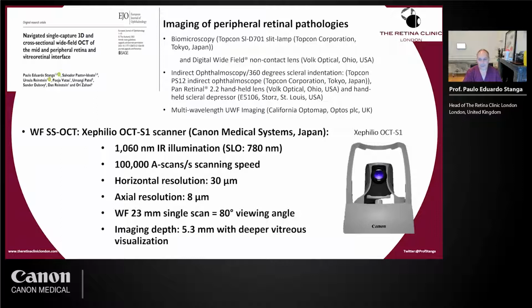So we have to remember that with the Zephyrus S1, we're using infrared light, 1060 nanometer infrared illumination, 100,000 A-scans per second, a horizontal resolution of 30 microns, an axial one of 8 microns, 80 degree viewing angle, and a 5.3 millimeter depth of window.